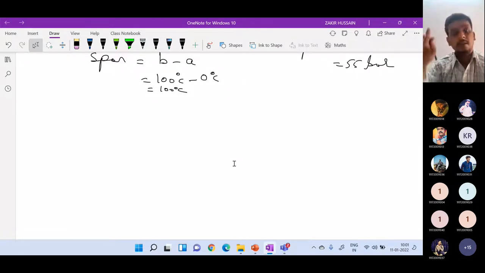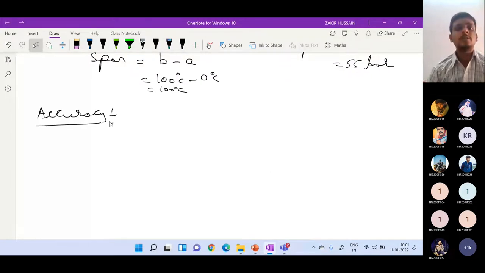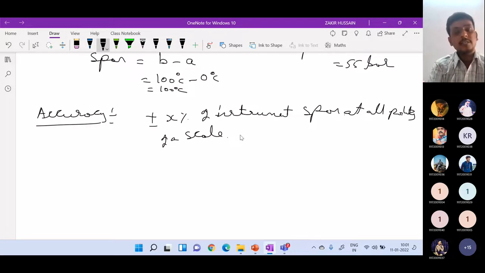Yes, sir. Then the first static characteristic is accuracy. So what is accuracy? We'll be defining it here. Usually accuracy is expressed as plus or minus X percentage of instrument span, at all points of the scale. The accuracy is usually based on the instrument span. However, the majority of instrumentation will express this accuracy with respect to the range also.